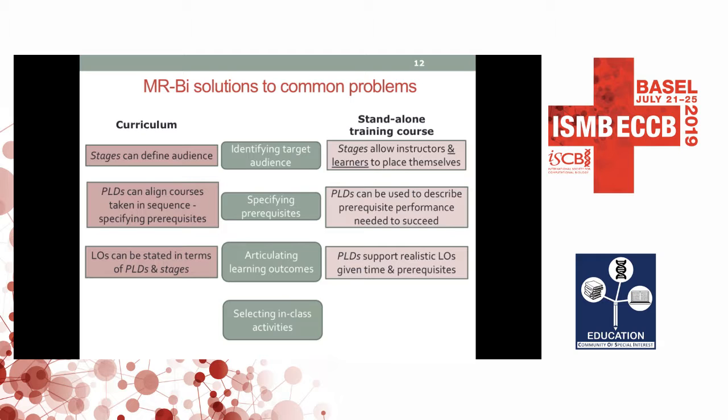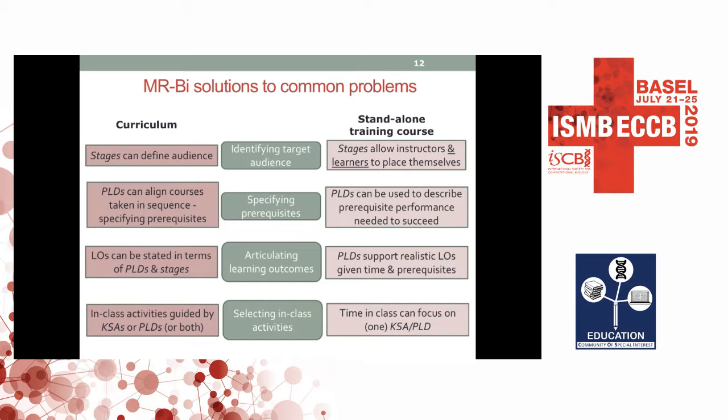The poster talked about that yesterday. I don't know if you noticed: if you have the learning outcomes, you go to the next stage and you do something, and if you're not meeting that criteria, you go back and redo. So it's like a flow chart of that. So download the poster and have a look again if you missed that. So, select an in-class activity. Time in class can focus on one KSA and PLD.